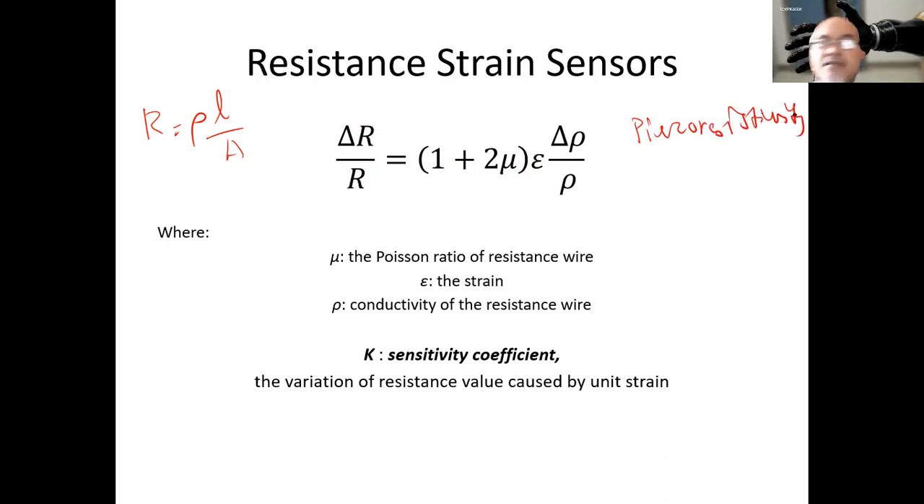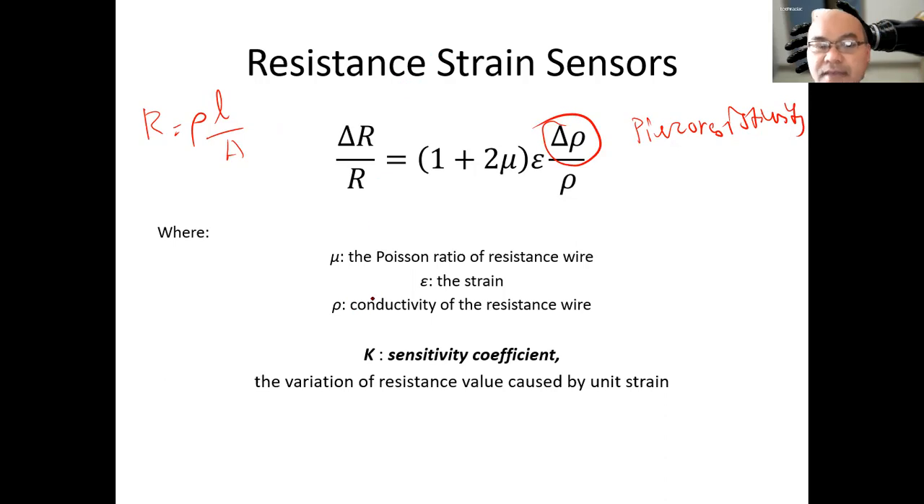In many metals, usually what changes is the length and the cross-sectional area. The delta R will be caused by the length change or the cross-sectional area change. But in some materials, like piezoresistive material, like polysilicon, for example, these materials have multiple grains, a polycrystalline structure. So when you apply strain or stress to it, the distance between the grain boundaries will change, which will create delta rho, a conductivity change.